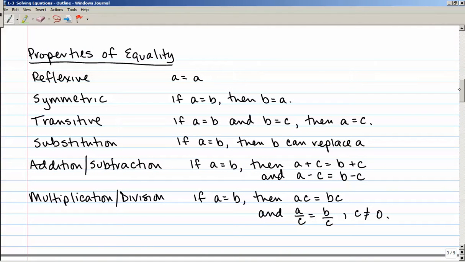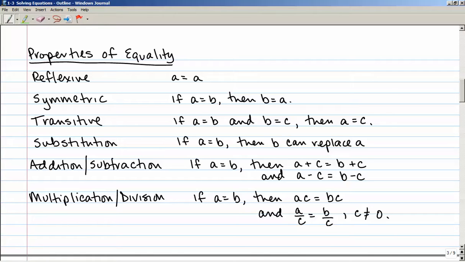Here are some properties of equality. Notice that all of these have equal signs in them. That's why they're called properties of equality. And the first 4 you should recognize from geometry. The reflexive, symmetric, transitive, and substitution properties we used quite a bit in proofs.